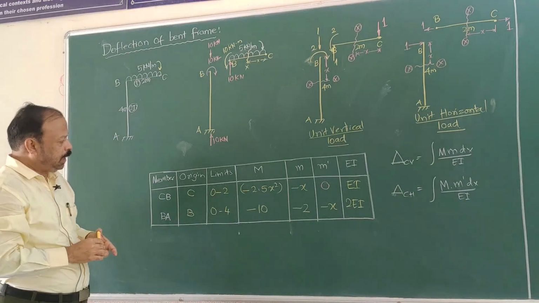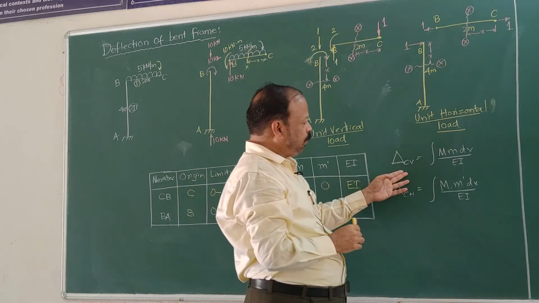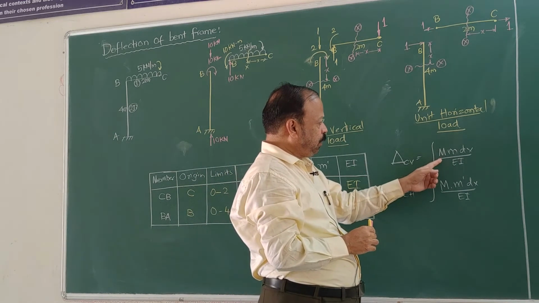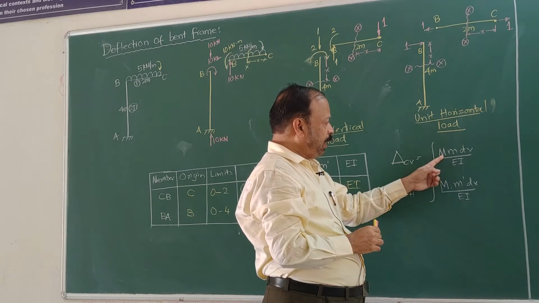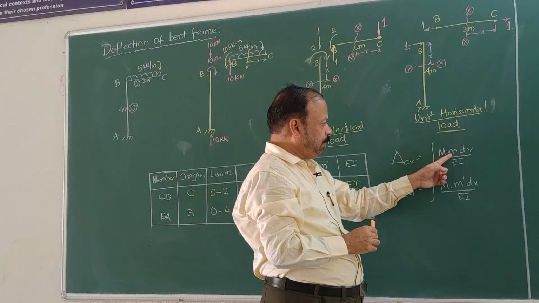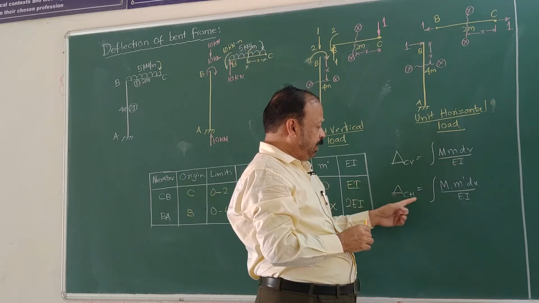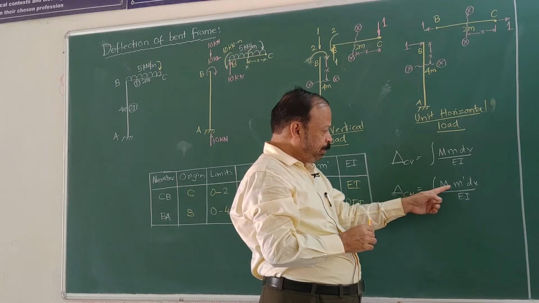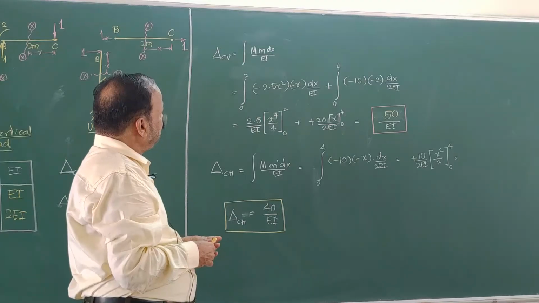As per Castigliano's theorem, this is the formula for vertical deflection, and this is the formula for horizontal deflection. It is the integral of m into dx by EI, where m is the moment due to applied load, and m dash is due to unit vertical load, into dx by EI. In case of horizontal deflection, m is due to applied load, and m dash is due to unit horizontal load, into dx by EI.